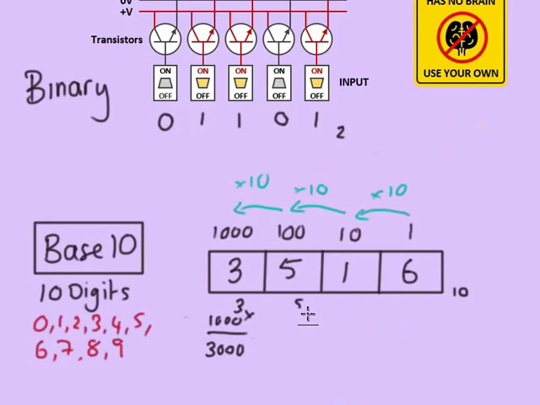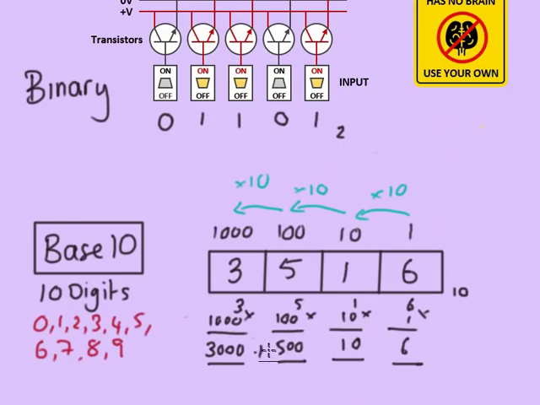This represents 5 times 100, which is 500. I understand that. This represents 1 times 10. Hopefully that makes sense. 1 lot of 10, and that's 10. Good. This represents 6 lots of 1. That is a 6, by the way, which is 6.